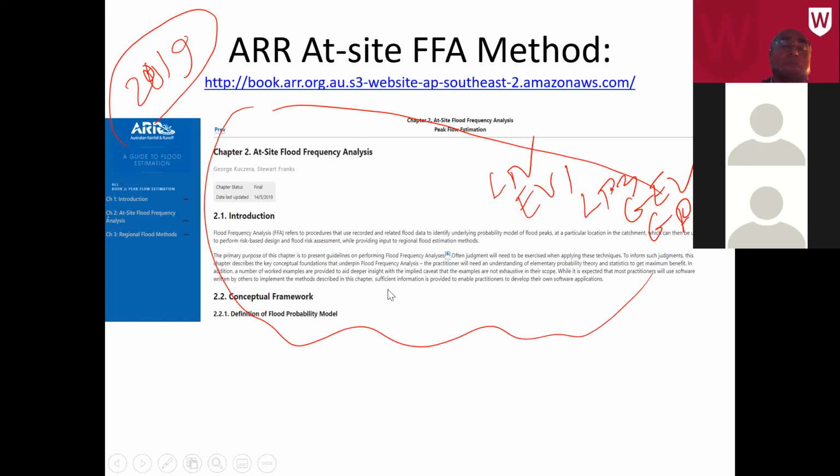Just a quick question, sir. Yeah. Is there any threshold or assumption, like how many years of record length are needed for the at-site flood frequency method? I mean, what is the length of the record?